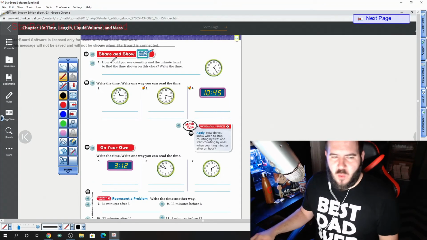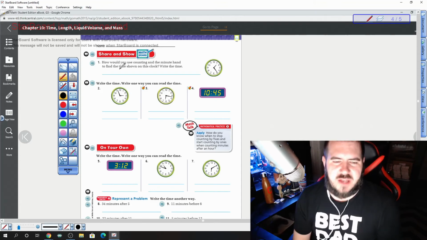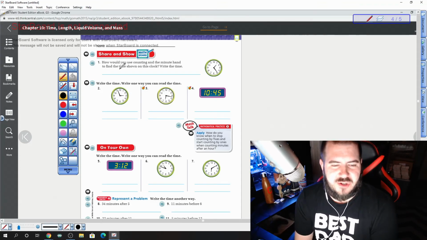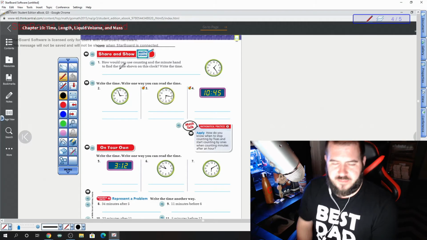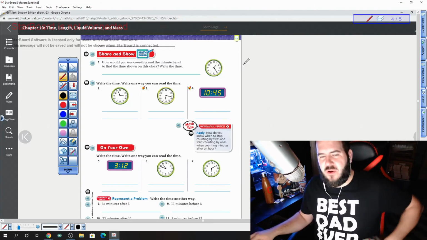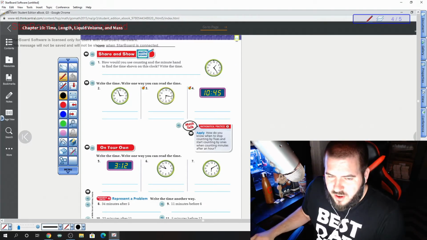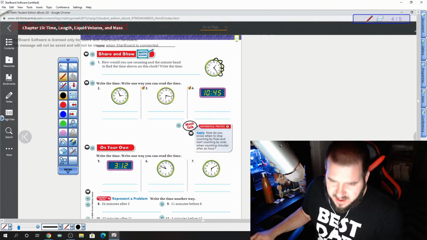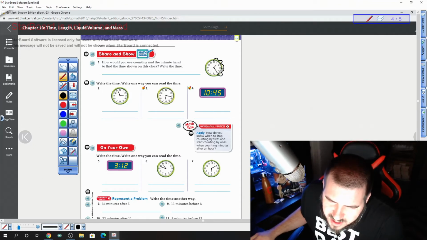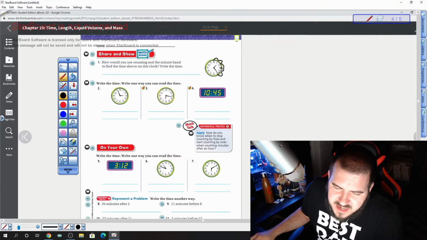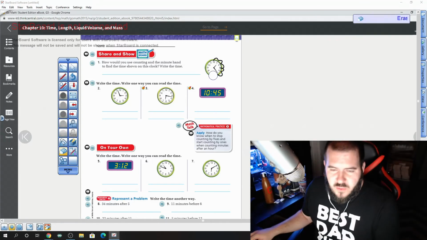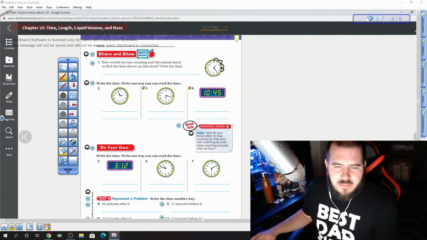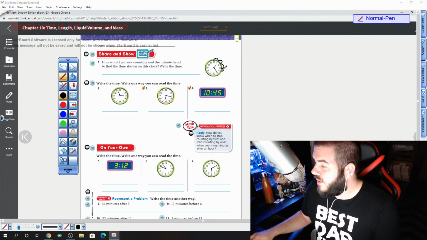All right, so number 1. How would you use counting in the minute hand to find the time shown on the clock? Write the time. So how would we use counting? What are we going to count by as we go from 12 to 1, to 2, to 3, to 4, and 5? Now, it's really hard for me to tell, but I think that this minute hand is not to the 5 yet. So we wouldn't count this last 5. We would count by what when we get to the 4? Hopefully you're thinking, Mr. Collins, we would count by ones.